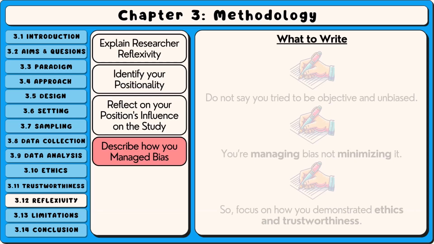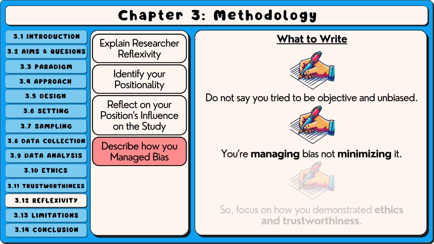The next step is to describe how you managed biases or the influence of your positionality on the study. Many students make the mistake here to claim that they try to be objective and unbiased. However, in a qualitative study that uses interpretivism, constructivism, or critical theory as its research paradigm, the belief is that you can never achieve objectivity or be unbiased. Everyone has their own history that they bring to a topic, and therefore they will always subjectively interpret the topic.